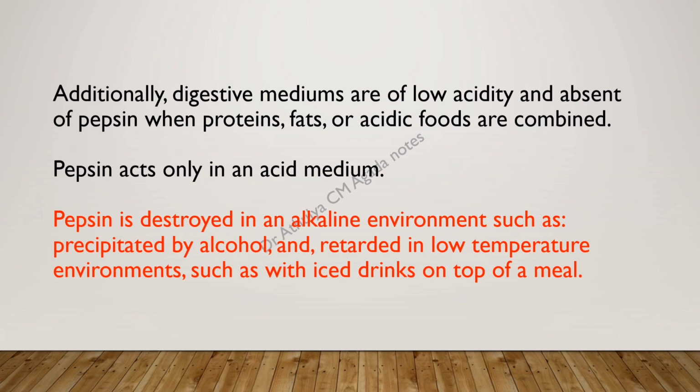Additionally, the digestive medium is of low acidity and absent of pepsin when proteins, fats or acidic foods are combined. And this pepsin acts only in an acid medium. This pepsin is also destroyed in an alkaline environment such as that precipitated by alcohol, and retarded in a low temperature environment such as with iced drinks on top of a meal. As we can see, the current trend is eating a heavy lunch or dinner, and on top of that drinking cold drinks with it. These also impair the digestion of the foods that we have eaten.